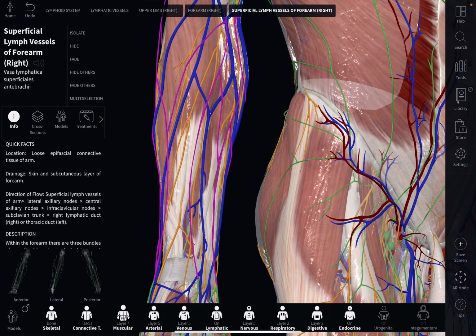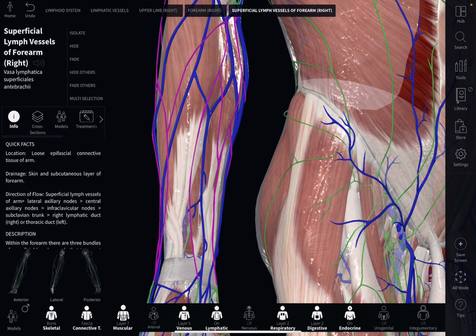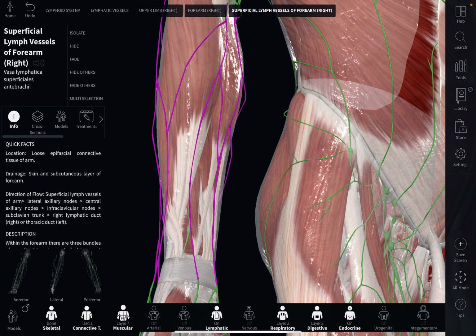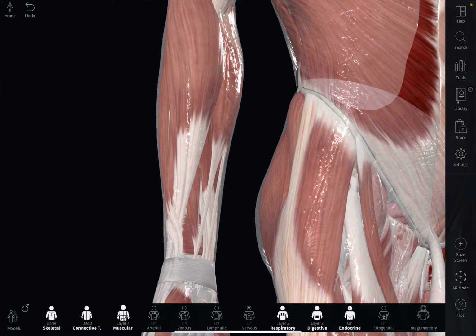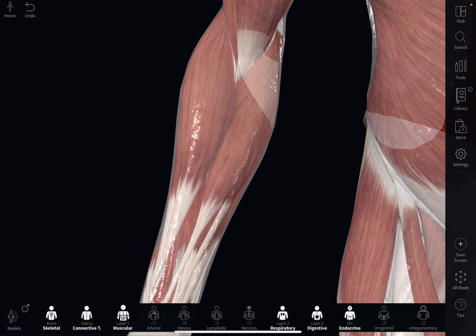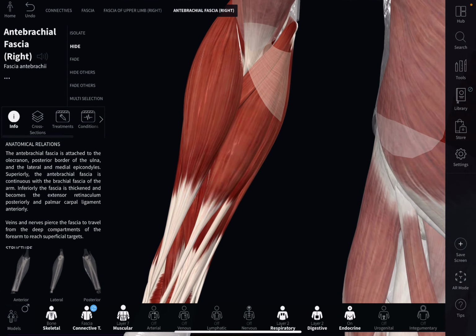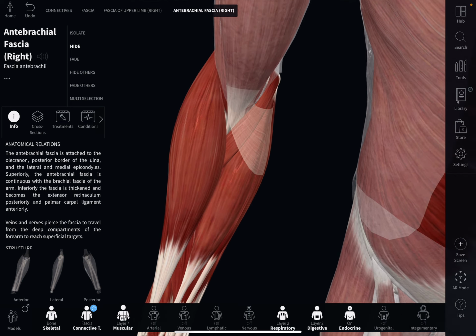Now let me remove the nerves, the arteries, veins, and the lymphatics. So we are left with the deep fascia and the muscles. Now let me remove the deep fascia, that is the antebrachial fascia. So we see two groups of muscles lying medially and laterally.